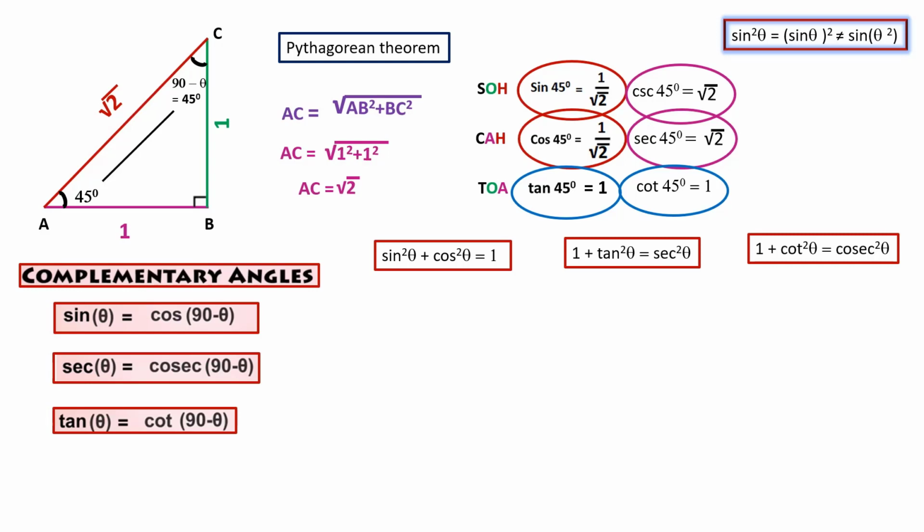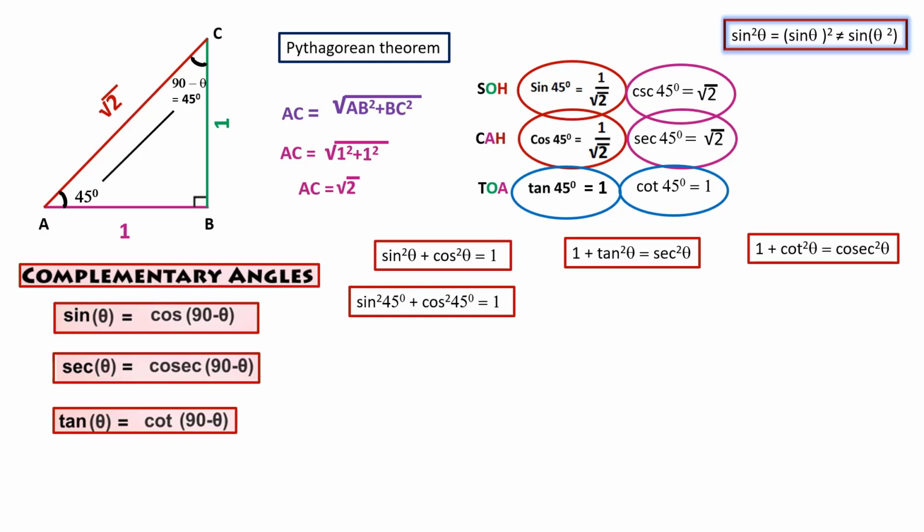Sin square theta plus cos square theta is equal to 1 means you can have any value of theta, say 45 degrees. So sin square 45 degrees plus cos square 45 degrees will be equal to 1. This is what the identity says.